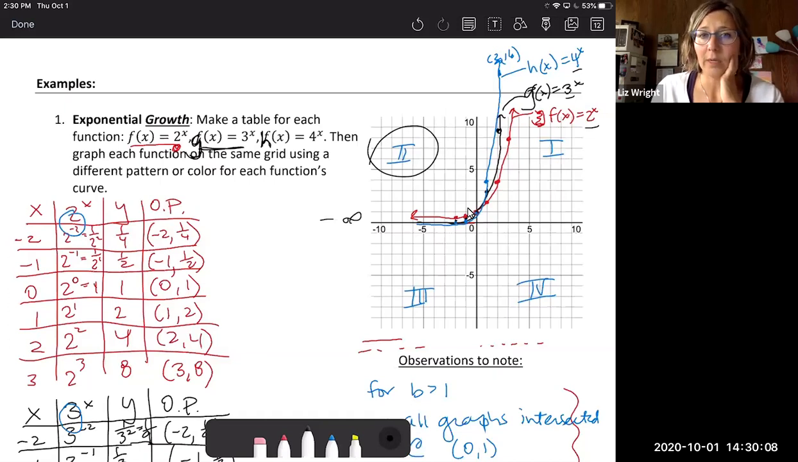And that is true as the x values increase and get infinitely more positive. As they're increasing towards positive infinity, they're getting closer and closer to the y-axis. So they're pulling in towards the y-axis, and similarly as the x values continue to decrease toward negative infinity, they're getting closer and closer to the x-axis. They all cross at (0, 1), and none of them intersect the x-axis. All right.